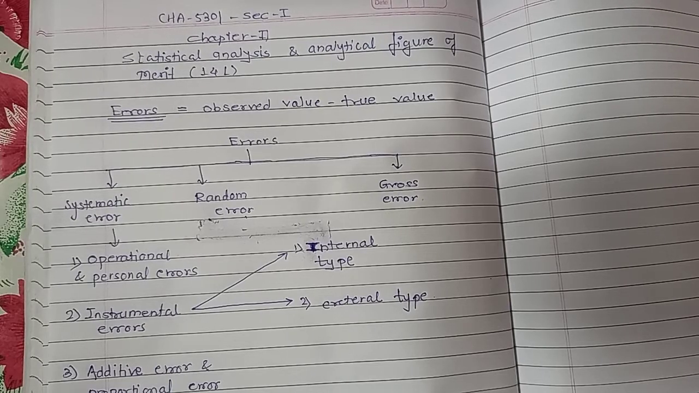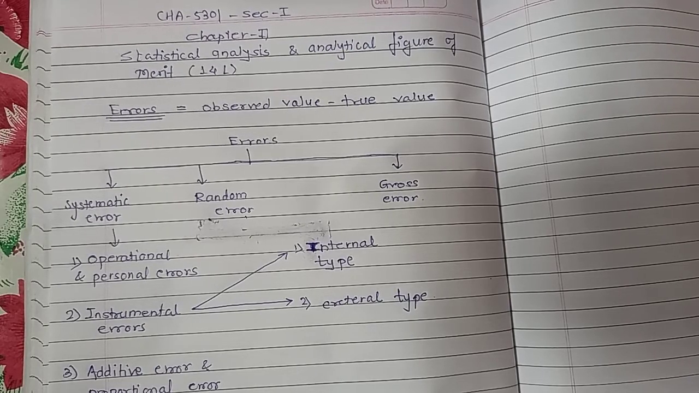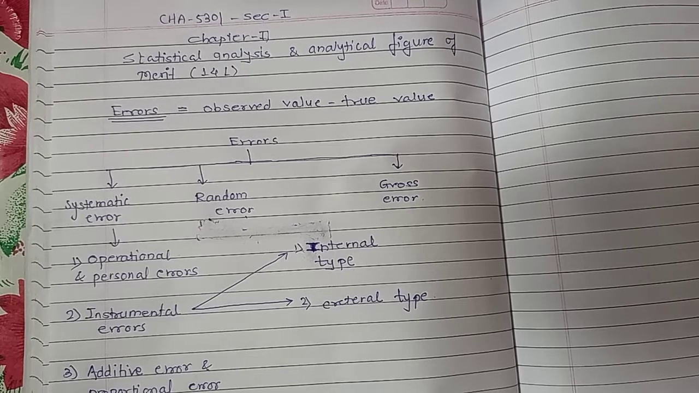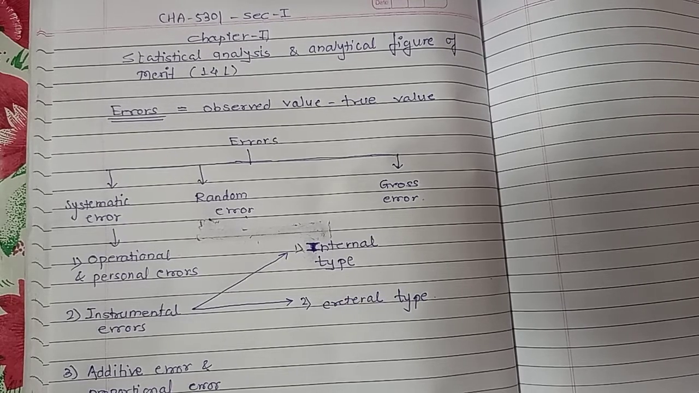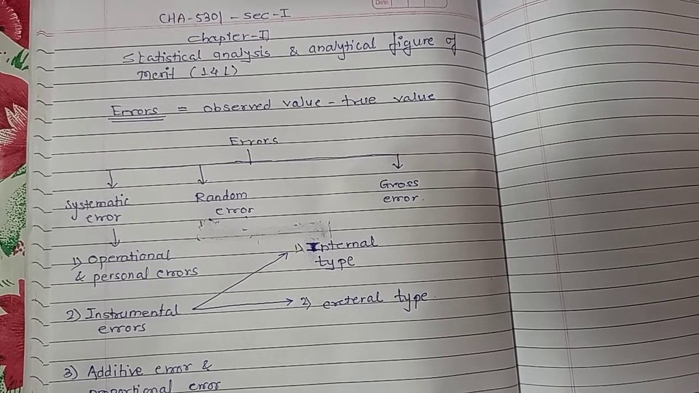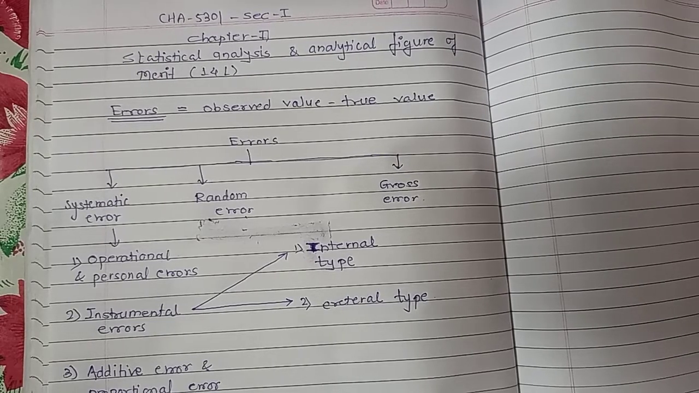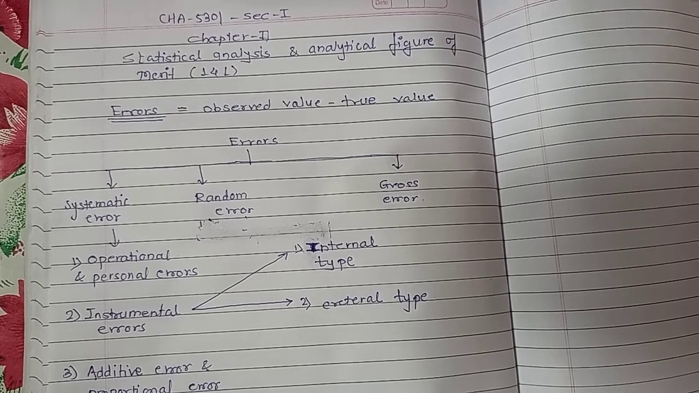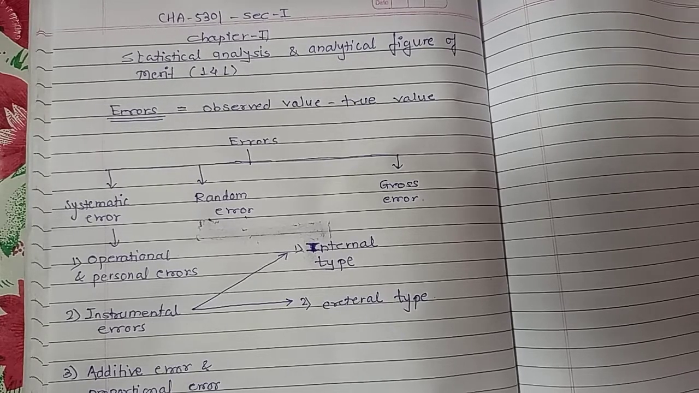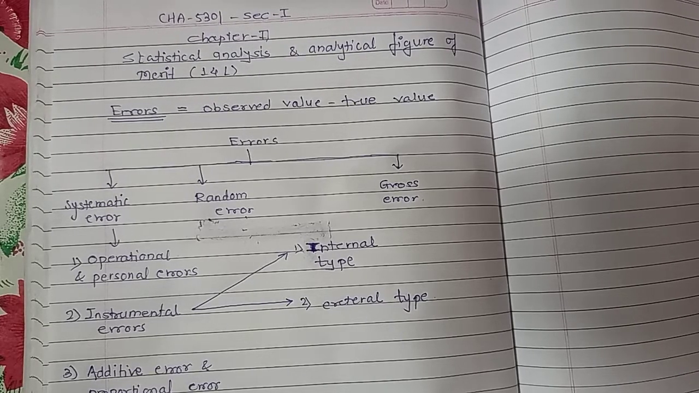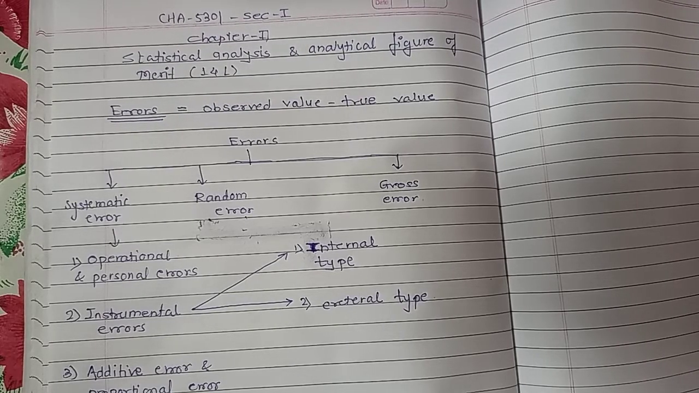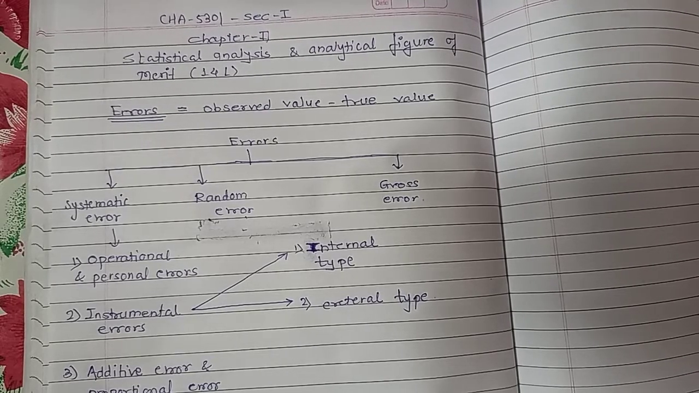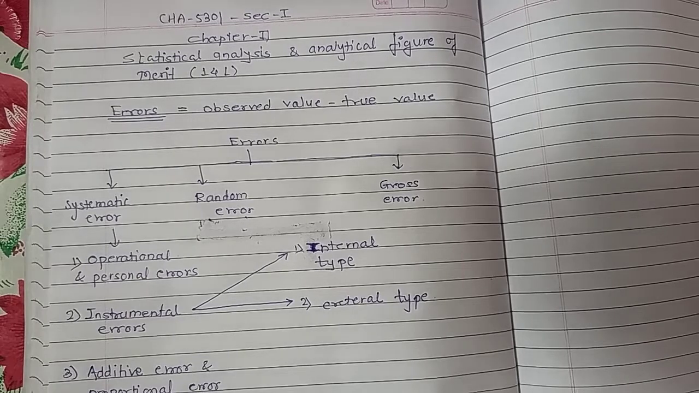Here, the first topic we learnt was errors, and error is the observed value minus the true value. Errors are of two types, as you know: systematic error and random error, and also gross error. Systematic error is also called determinate error. Random error is called indeterminate error. We cannot determine it or we cannot avoid it.